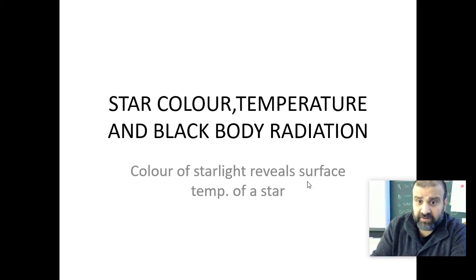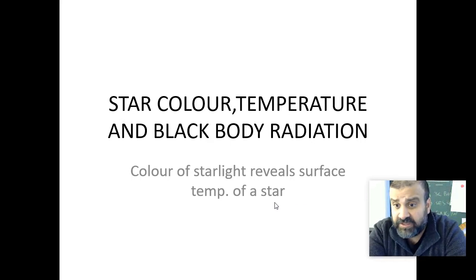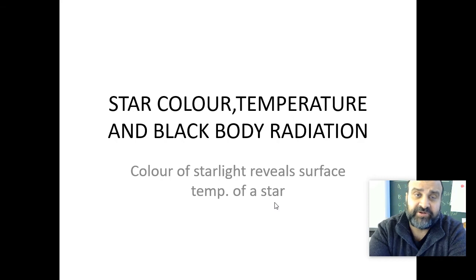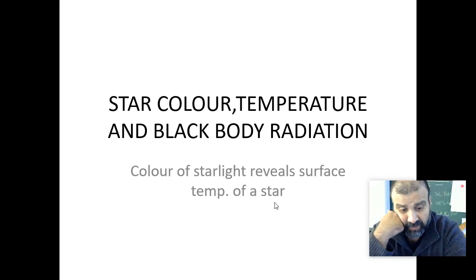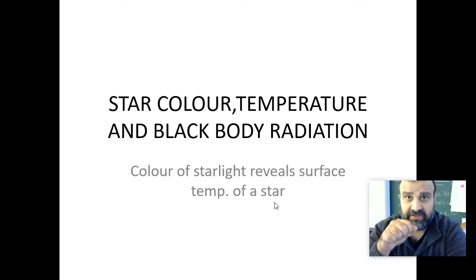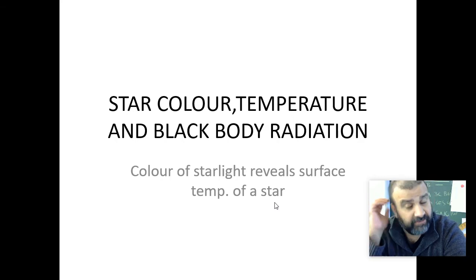The color of starlight reveals the surface temperature of a star, not the interior temperature. The interior temperature at the core is 15 million degrees Kelvin. But the color that we see of the star indicates the temperature at its surface. Blue being the hottest, then white, then yellow, then orange, then red, and so on.